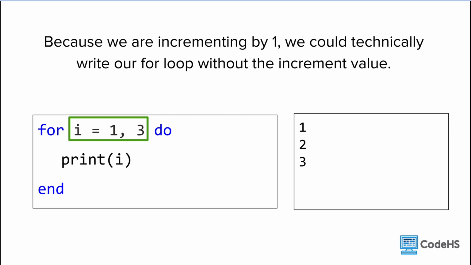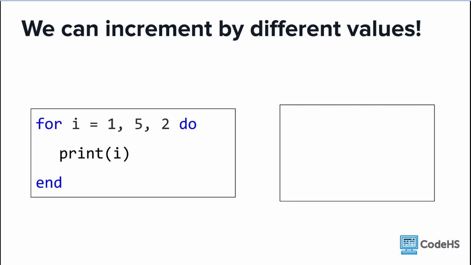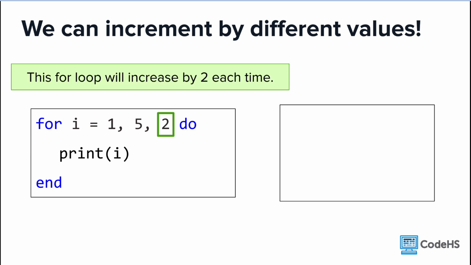Quick note here, because we were just incrementing by 1, we could have written our for loop without that increment value. One other handy thing about for loops, we can also increment our for loop by values other than 1 by changing the increment value of our for loop header. This for loop will increase the value of I by 2 each time. So when we run this program, we'll have 1, 3, and 5 printed to the console.